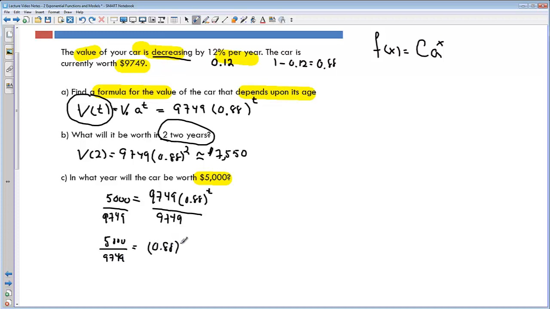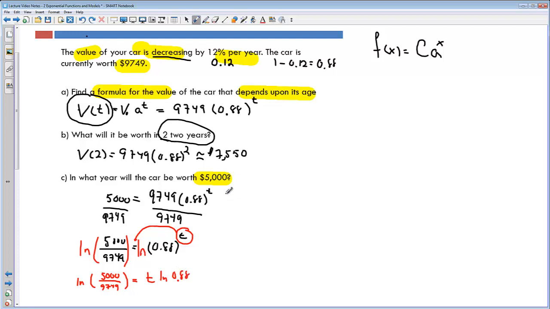So we have this on the left, and on the right we have just 0.88 to the t. Now to move down that exponent, remember, we can take out this tool we call ln. For us right now, ln is just a tool that brings down exponents. So we'll ln this side, and we'll ln that side, which doesn't change the equation. What's nice about ln is it'll bring that exponent down in front. So on the left we'll have ln of 5,000 divided by 9,749, and on the right-hand side, that t gets to come down in front, so we have t ln of 0.88.